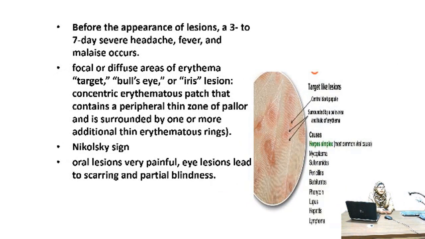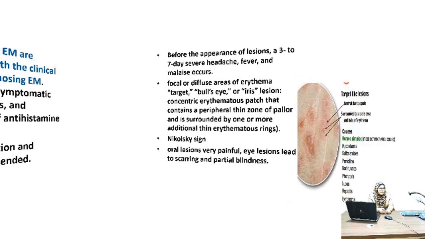Three to seven days before the appearance of the lesion, there will be severe headache, fever, and malaise. There will be focal diffuse areas of erythema, called target or bull's eye or iris lesions, as we see in the picture, which are concentric erythematous patches that contain a peripheral thin zone of pallor and are surrounded by one or more erythematous rings. There will be a positive Nikolsky sign in patients with erythema multiforme, and the oral lesions are painful, with formation of eye lesions that lead to scarring and partial blindness.